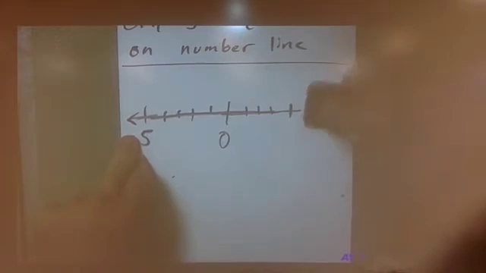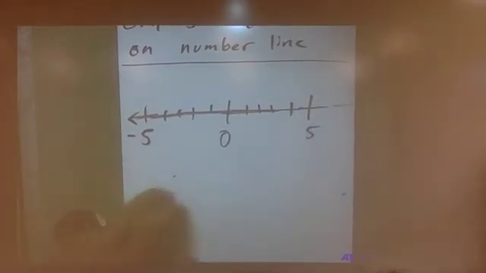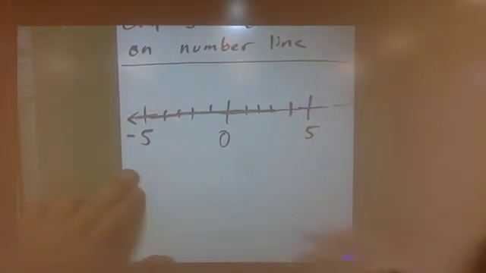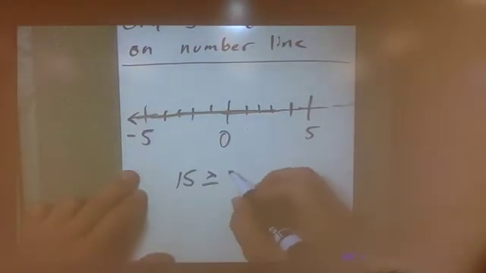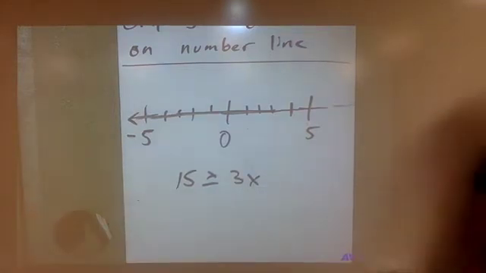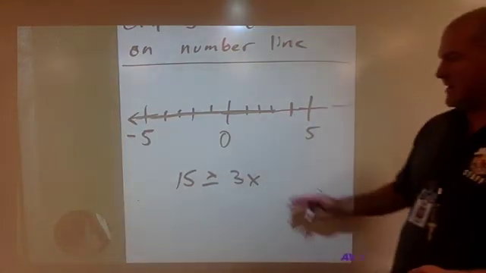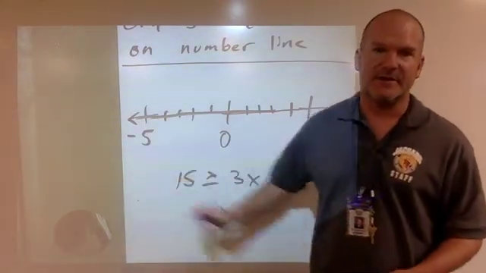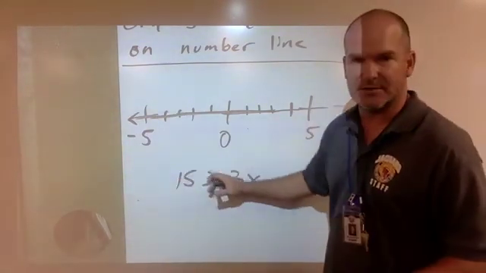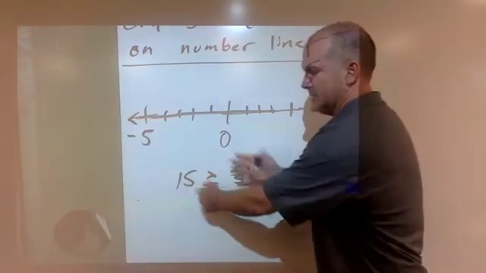Okay, this is where it gets tricky. So let me show you this example because this happens all the time. And this is when x is on the right-hand side of the inequality. So let's say you have 15 is greater than or equal to 3x. Looks kind of just like the problem I just showed you, except now the 3x term is on the right-hand side of the problem and the 15 is on the left-hand side of the problem. Still a greater than symbol, didn't change that, just switched my numbers around.